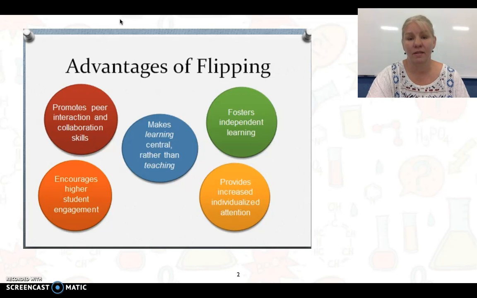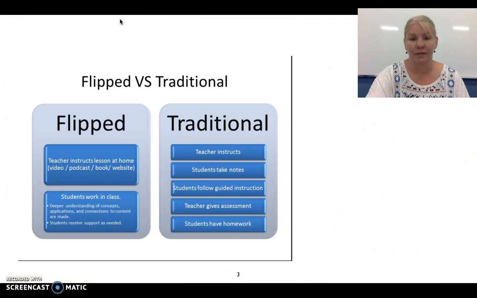So it's going to foster some independent learning. It's going to promote peer interaction and collaboration skills. The expectation is that you're going to be working with your classmates a lot more in lesson time. It's going to encourage student engagement. The reason for that is that you're not just going to be sitting anymore taking notes. We're going to be able to be working with you. But most importantly, it makes learning central rather than the teaching. So the learning process is the most important part of it.